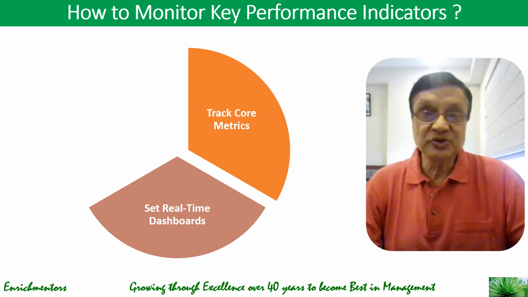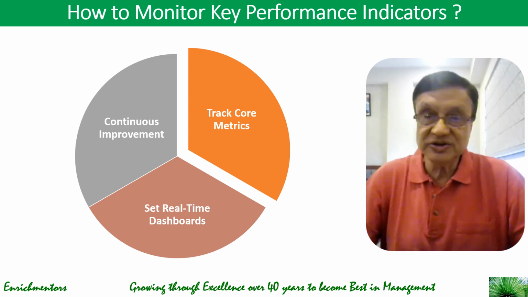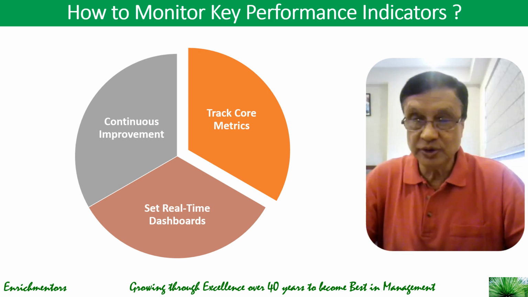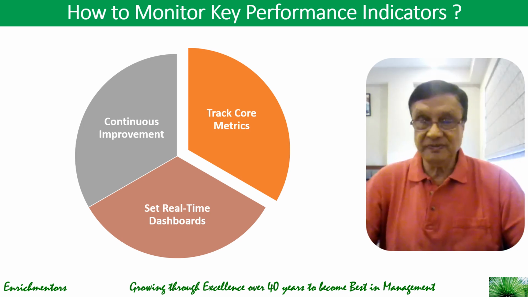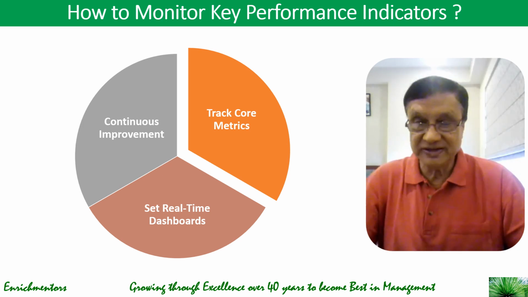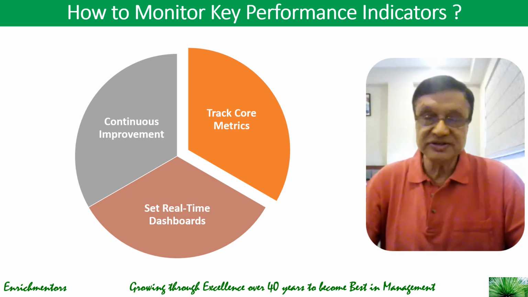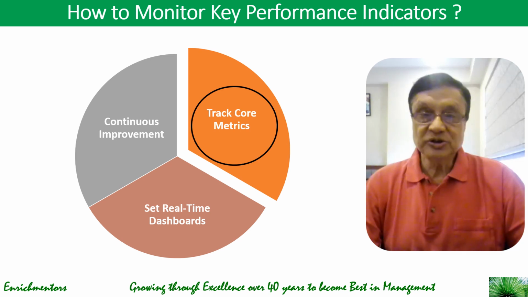And the last thing to monitor KPIs is, obviously, continuous improvement. Regularly review your KPIs against benchmarks, and use data to identify areas for continuous improvement. Encourage staff to participate in process improvements and adopt a culture of excellence. So these are the three things. So let's take a look at the first, tracking core KPIs.